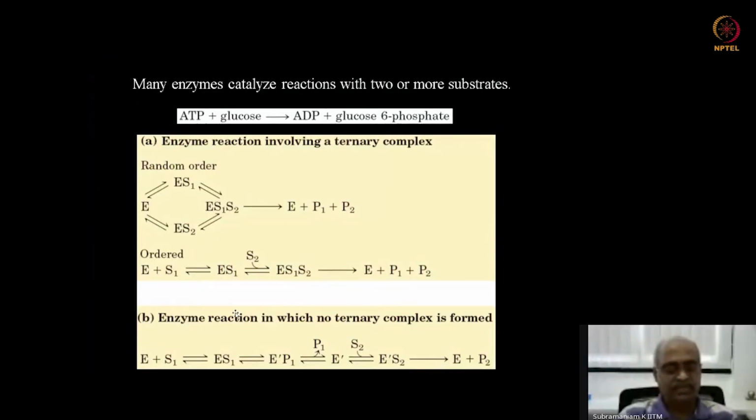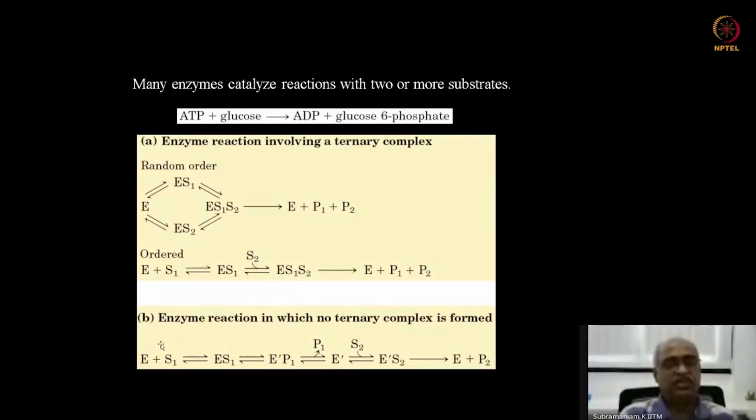And some of the enzyme reactions involve no ternary complex, where substrate 1 binds and gets converted, and then you have the first product released, then the second substrate binds, then that gets converted and then product release happens. So yesterday I used this ATP-glucose itself as an example to explain this.